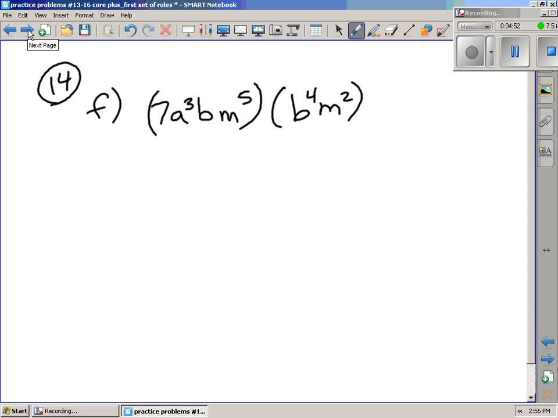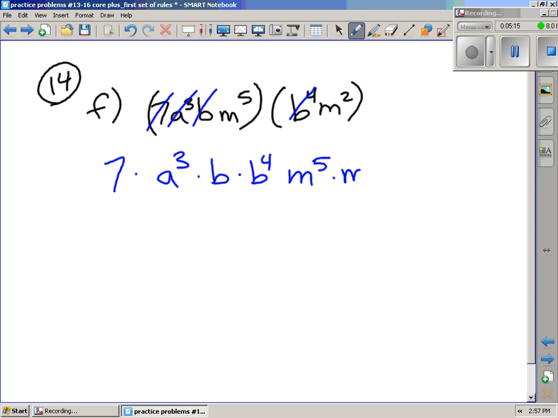All right, 14f. This is similar to the last problem where we're going to have to reorder according to the commutative property. So I'm going to write the 7 out in front, then a to the third. There's nothing like the a to the third, so now I'm going to move on to the bases of b. So b times b to the fourth, and then m to the fifth times m to the second. And then I simplify. There's nothing we can do here to simplify.